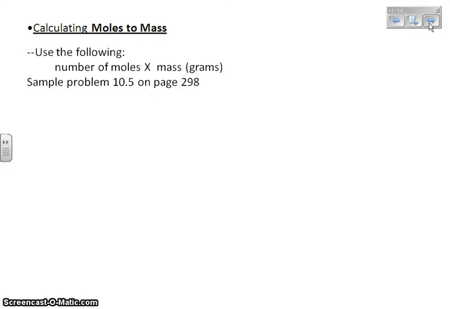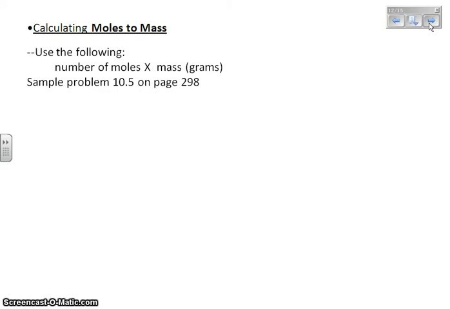If you're asked to calculate mass, in other words, you're given the amount of moles and you're trying to calculate the mass, we want you to use the following. Take the number of moles and multiply it by the mass in grams. Now, this will use what we used at the tail end of the note guides day 3, day 4, part 2. Adding up the molar mass of H2 and O2 like we did, that's part 1 of what we need to do for calculating moles to mass.